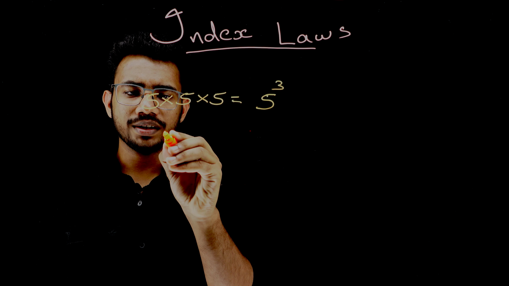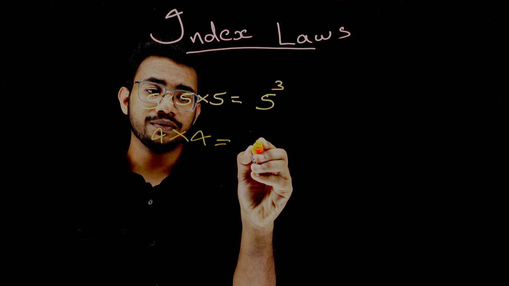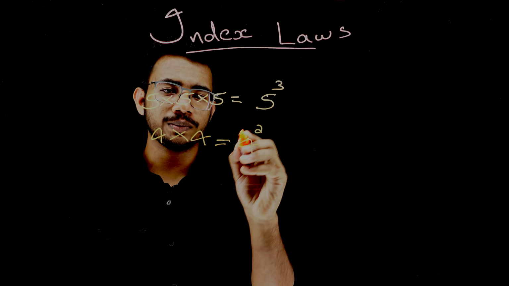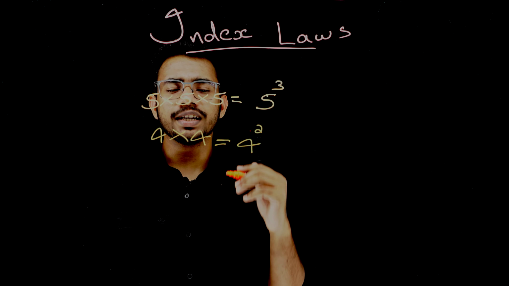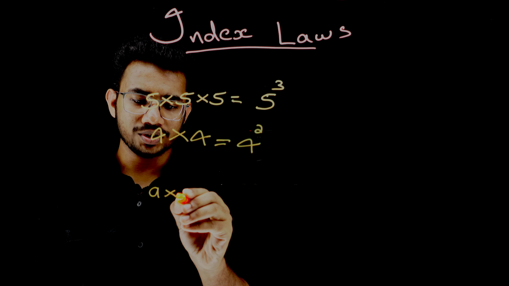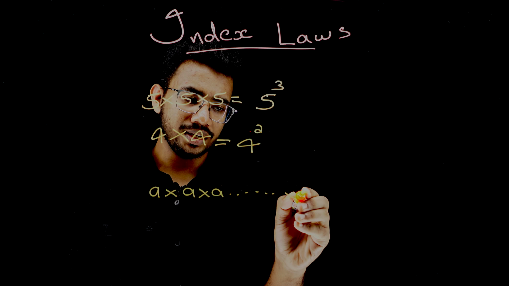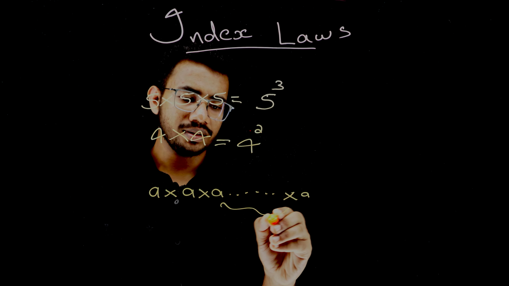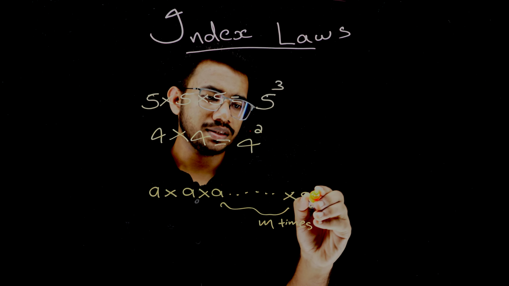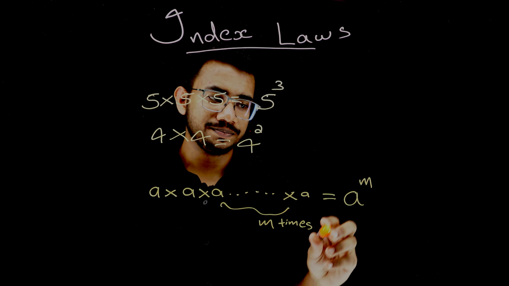Let's go for one more example. Let's say I am multiplying 4 times 4. So here I am multiplying 4 how many times? Exactly 2 times. So 4 to the power of 2. Now as a general expression, if I am multiplying A times A times A, let's say m times, then this would be equal to A to the power of m.